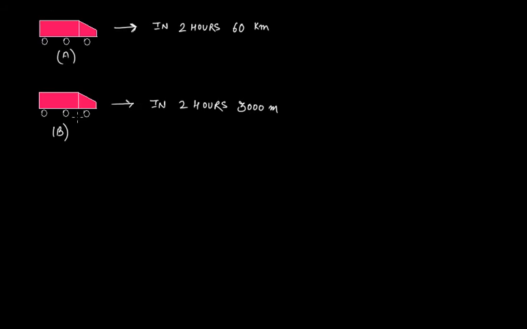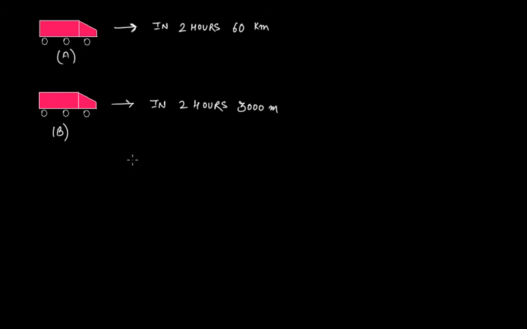Similarly, we can do this one. If this is vehicle A and it travels 60 kilometers in 2 hours, and this is vehicle B, it travels, or van or bus or truck, anything, 3000 meters in 2 hours. Now we have to compare the distance traveled by these two vehicles in 2 hours. Let's say these two are vans.